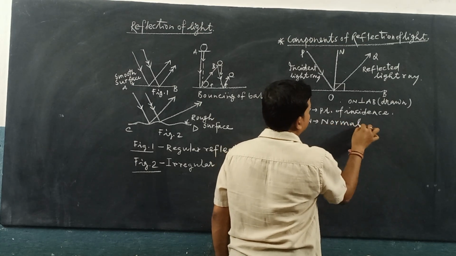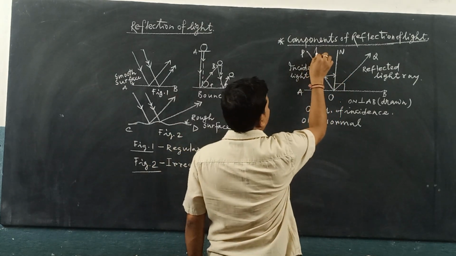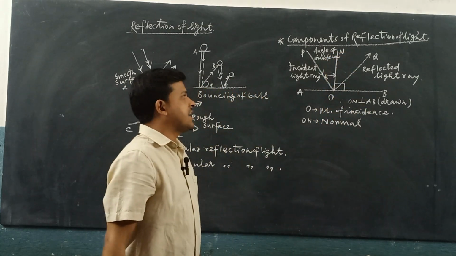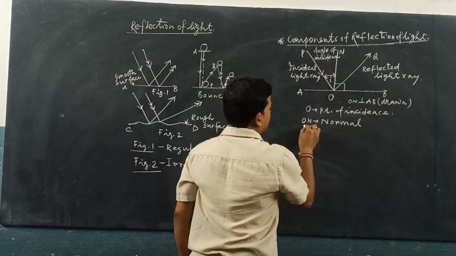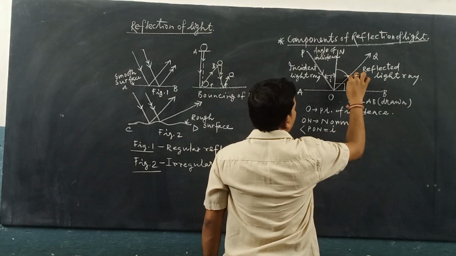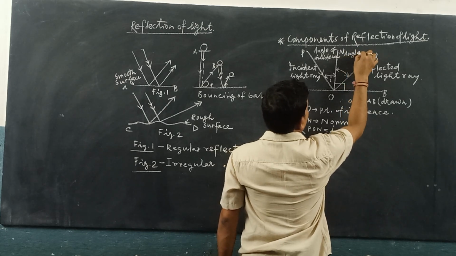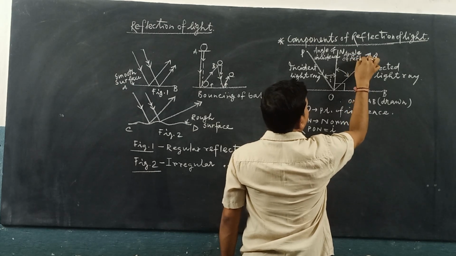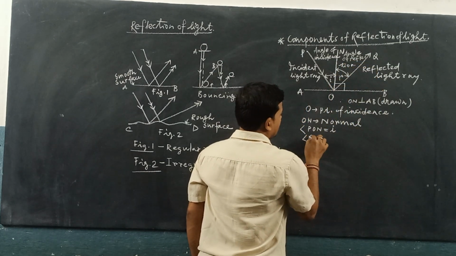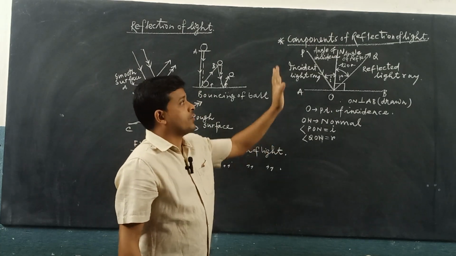Now a pair of angles is formed. The angle made by the incident light ray with the normal is called the angle of incidence. It is denoted by i, that is angle PON equals i. Similarly, another angle is formed by the normal and the reflected light ray OQ. This is called the angle of reflection, denoted by r, that is angle QON equals r. These are the components of reflection of light.